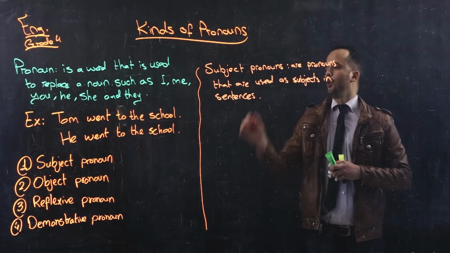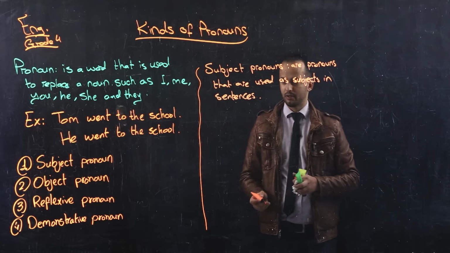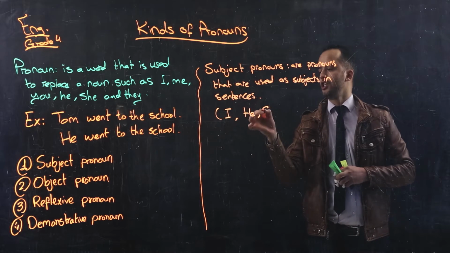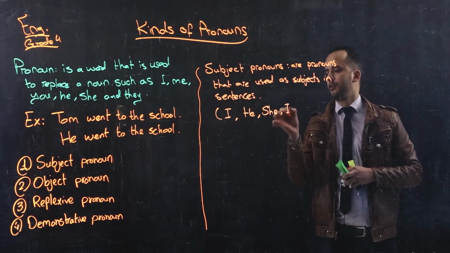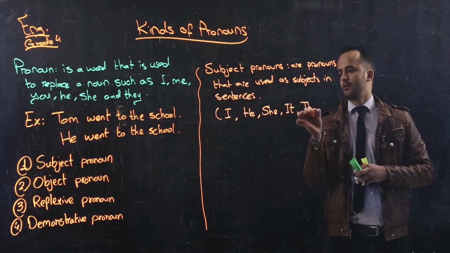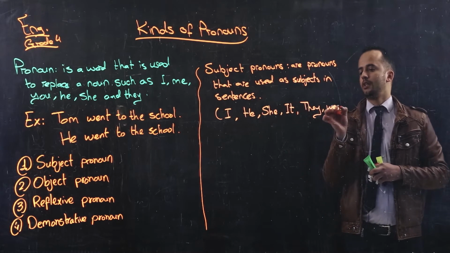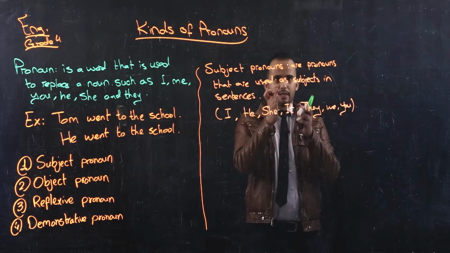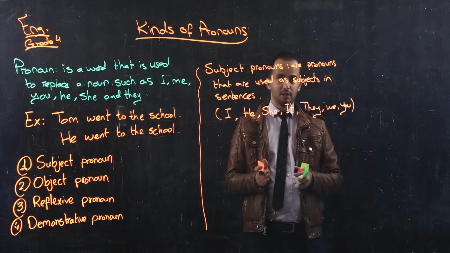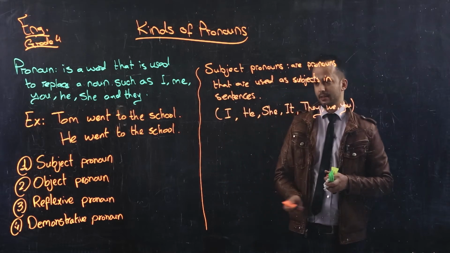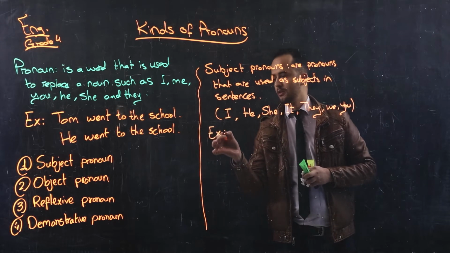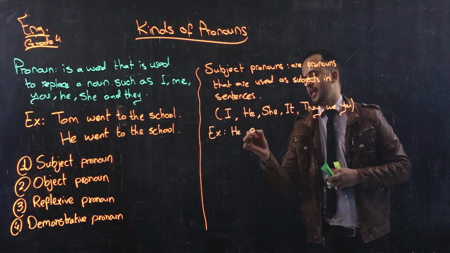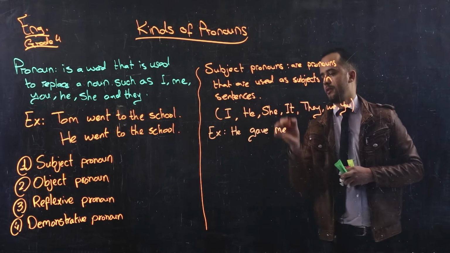All right, so which subject pronouns we are talking about? We are talking about I, he, she, it, they, we, and you. All of these are subject pronouns. All right. Now we said that they are used in the subject of the sentence. Let's take an example. For example, we say, he gave me a gift.